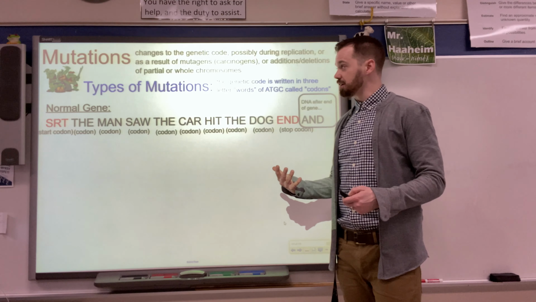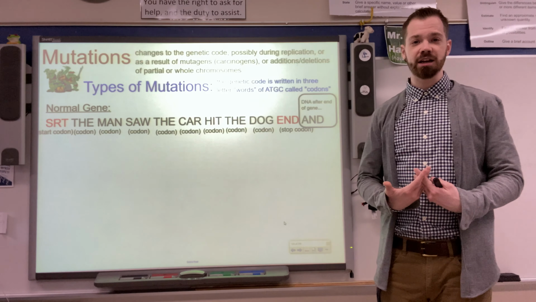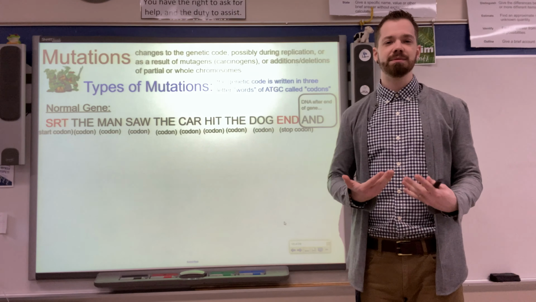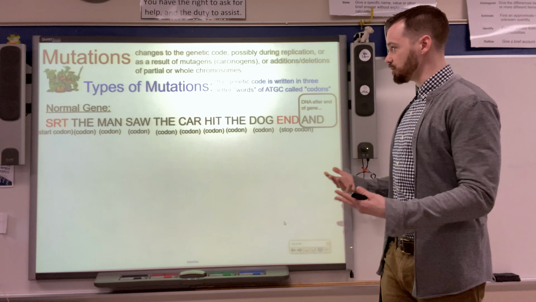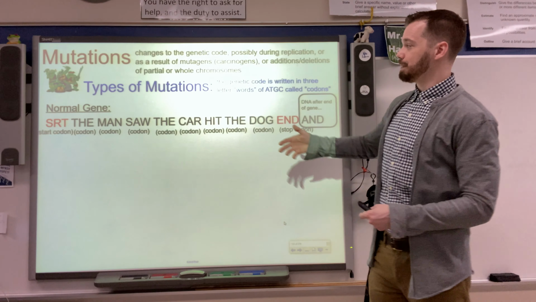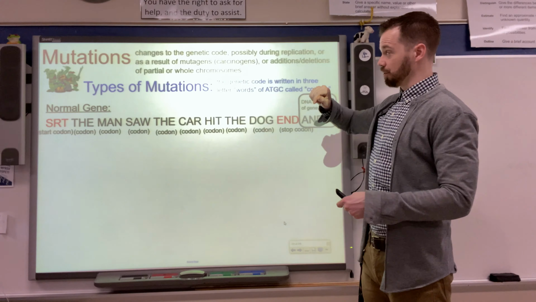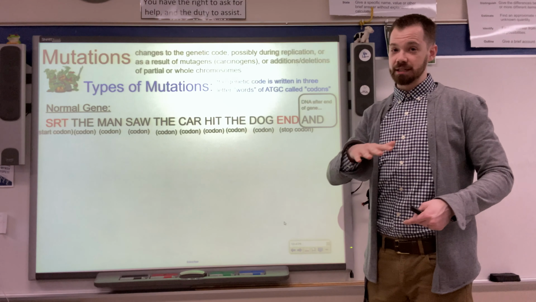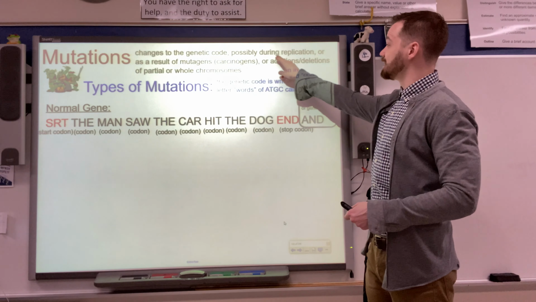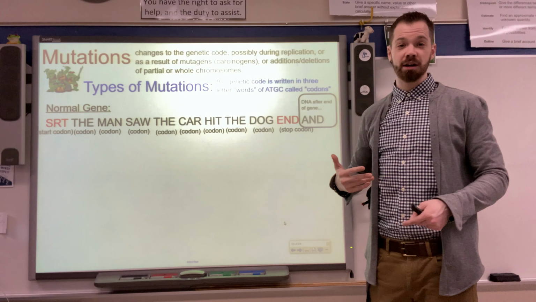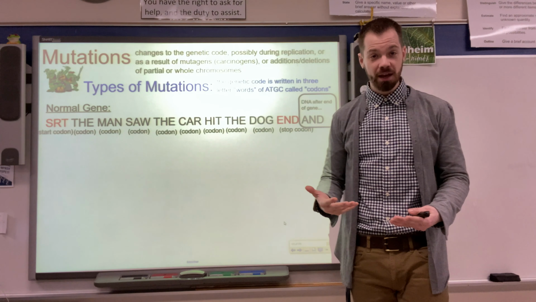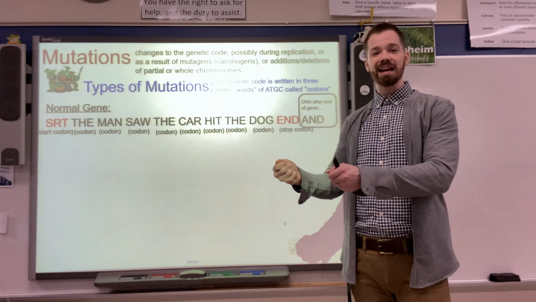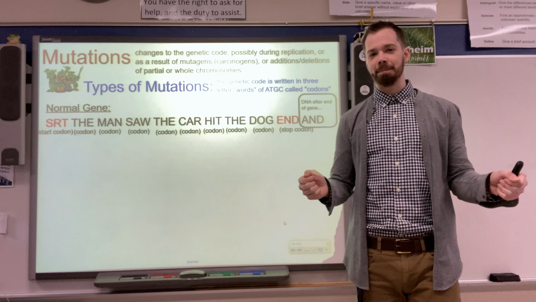Now, the next thing to note here is that sometimes the genetic code changes. Sometimes you have what's called a mutation. A mutation would be any change to the genetic code, and this could happen for a couple of reasons. Maybe you're doing DNA replication. That's what we're going to talk about in the last half of this unit, where you actually take the DNA and you create an identical copy of it.